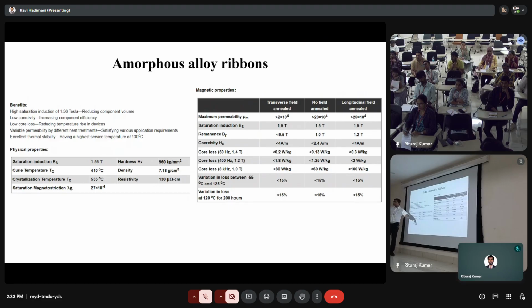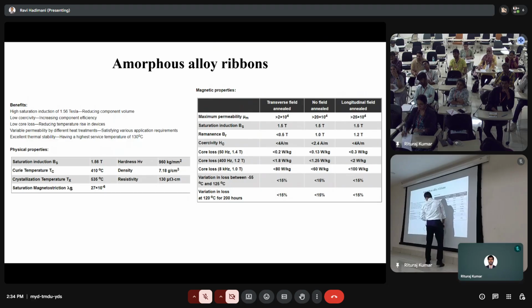Crystallization temperature, 536. We rarely go to those temperatures. Before we go to those temperatures, oils or anything that you keep for cooling will boil off. So saturation magnetostriction is very low, 27 ppm. Okay, so low magnetostriction means low humming, and resistivity is also low.